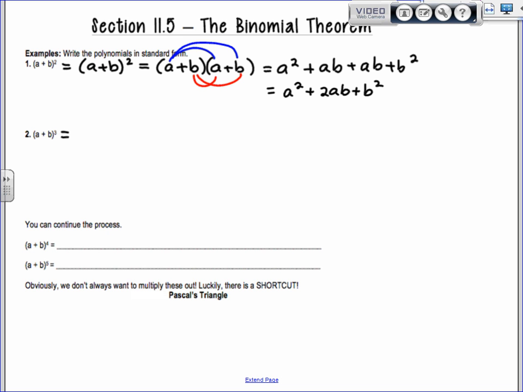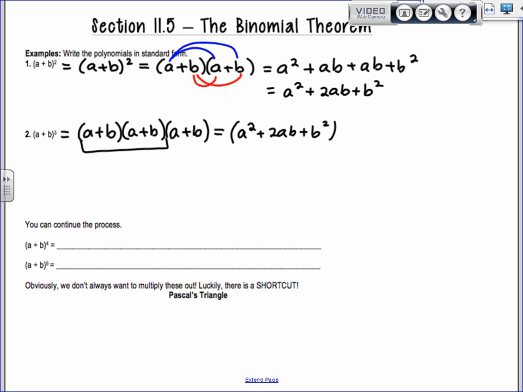So let's say I want (a plus b) cubed. Well, I know that it's not a cubed plus b cubed. It doesn't work that way. I have to do a plus b times itself 3 times. And so we do one thing at a time. We can't multiply all 3 of these all at once. So we do a plus b times a plus b. Well, luckily we just found that. So a plus b times a plus b is going to be a squared plus 2ab plus b squared. And then I'm going to multiply by another a plus b.